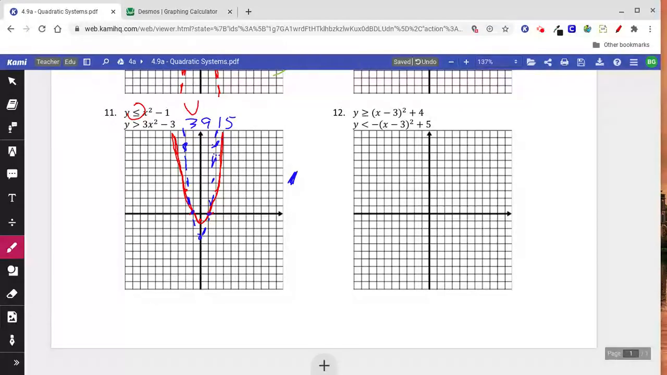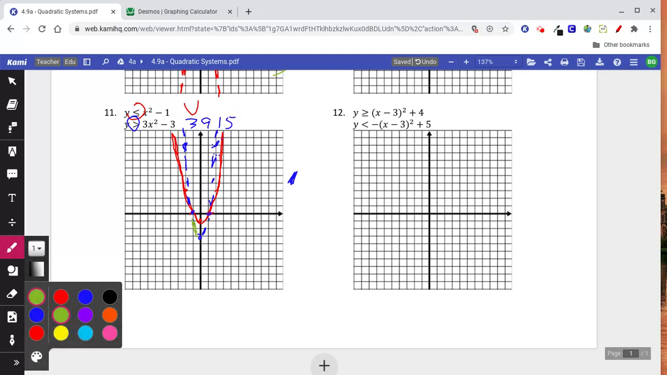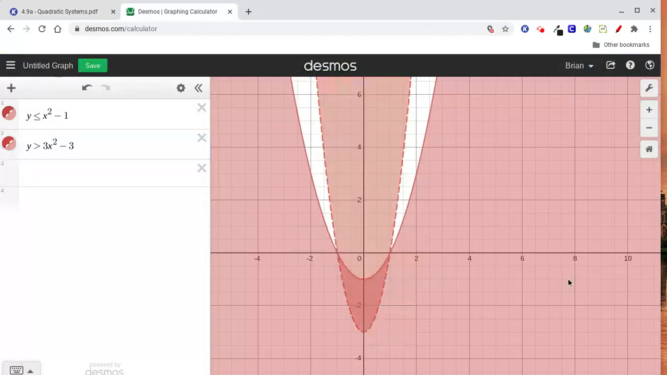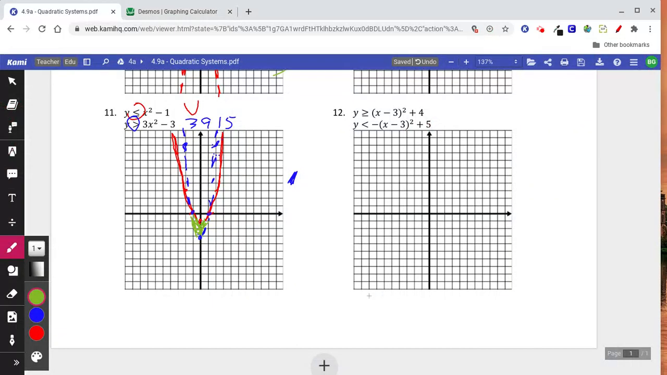Again, pretty hard to do. But I want to be greater than the blue one and less than the red one. That means I'm shading in this region. Wish I had given you better graph paper, but let's look over at Desmos for picking a solution. If you want to pick a solution, (0, 0) is not in the double shaded region, but this point is. That's (0, -2). So let's list that as our point. (0, -2).